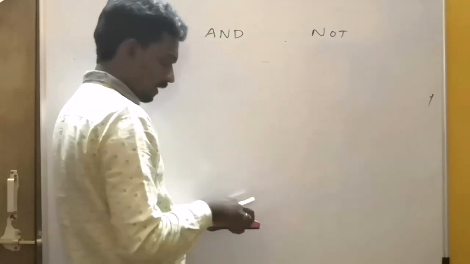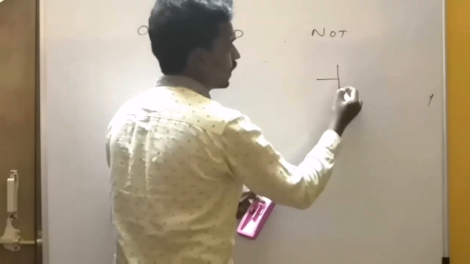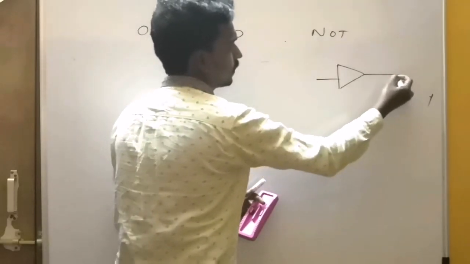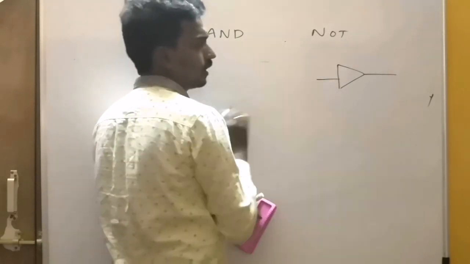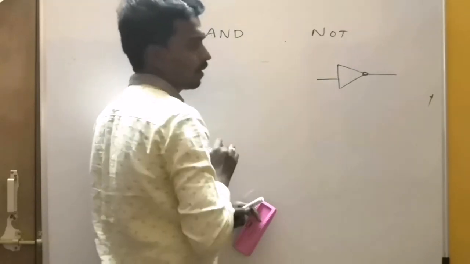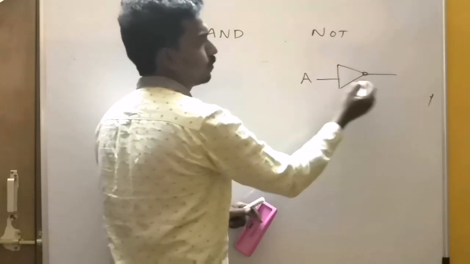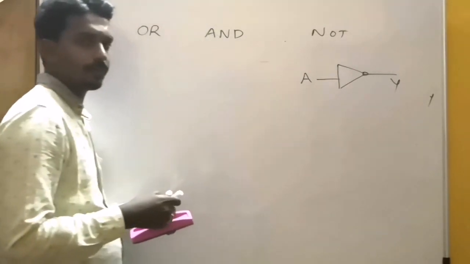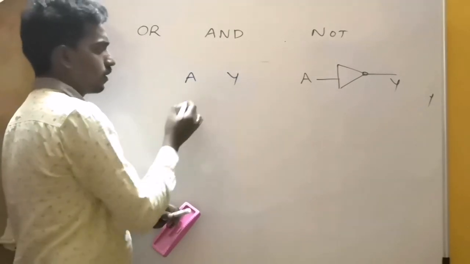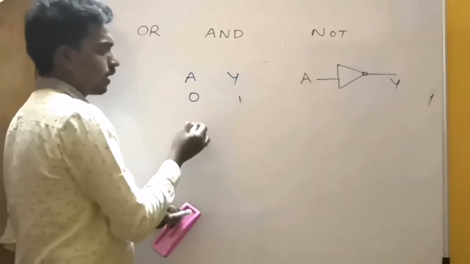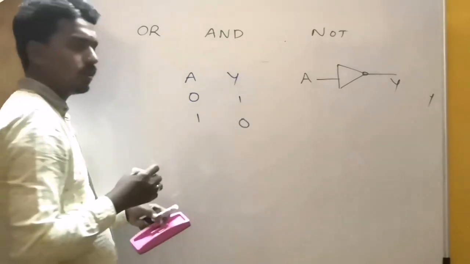See, the NOT gate is only a single input gate. Here, you can also represent it with a bubble. There is one input, there is one output. So here input, here output. If you give 0, 1 should come. If you give 1, 0 should come.